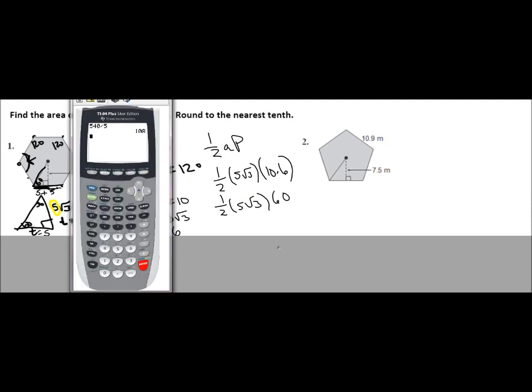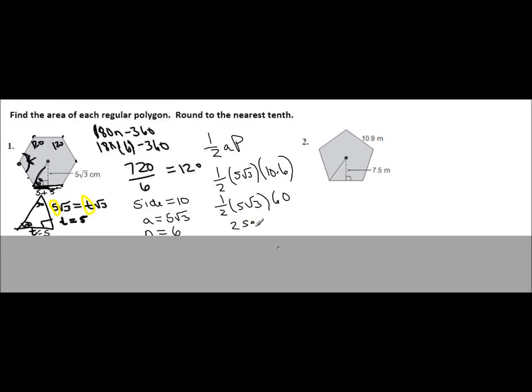And we can substitute all these values into our calculator. 0.5 times 5 times the square root of 3 times 60 gives us an area of 259.8 centimeters squared.